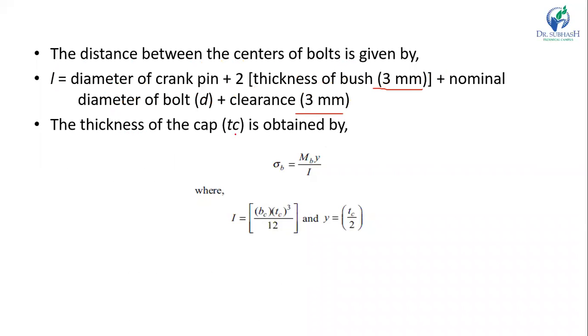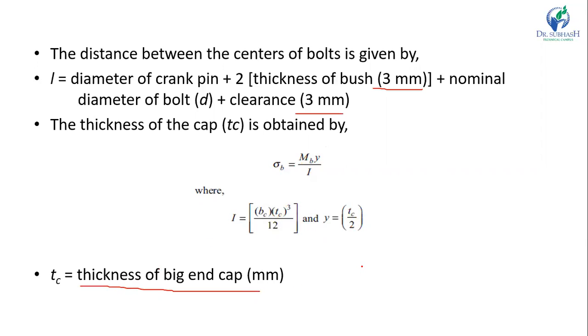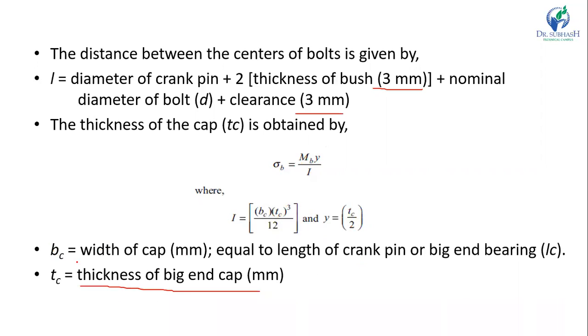The thickness of the cap TC is obtained from this equation: sigma B is equal to MB into Y upon I. Bending stress is equal to MB into Y upon I, where I is the moment of inertia, BC into TC cube by 12, and Y is equal to TC by 2. From this equation, we can find TC. TC is the thickness of the big end cap, and BC is the width of the cap in millimeters, which is equal to the length of the crank pin or big end bearing.